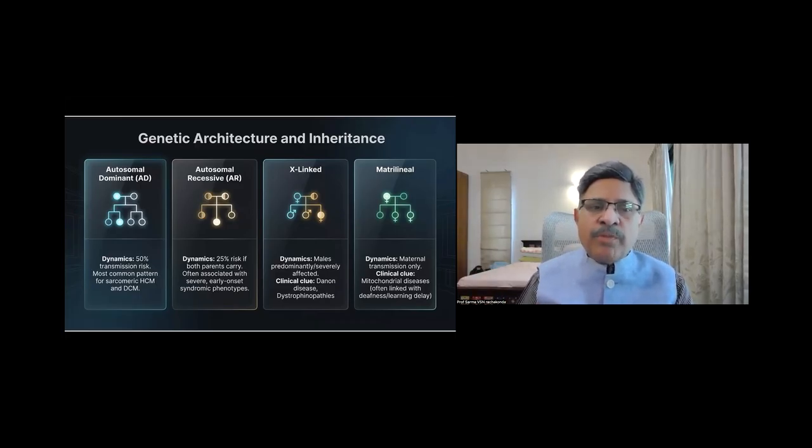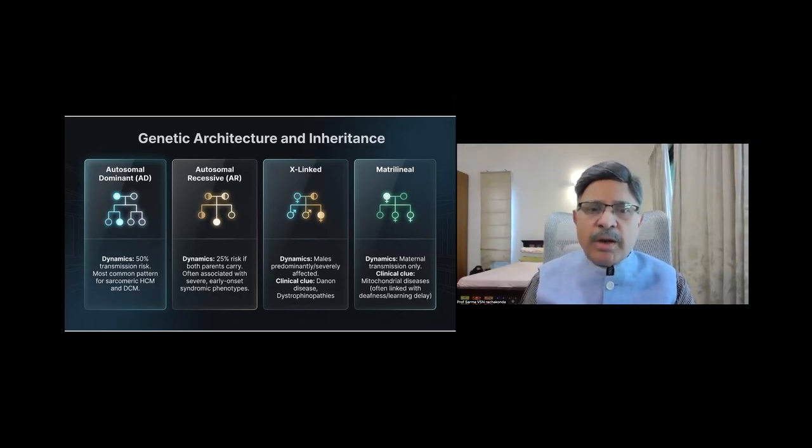Autosomal dominant, dynamics, 50% transmission risk, most common pattern for sarcomeric HCM and DCM. HCM is hypertrophic cardiomyopathy, DCM is dilated cardiomyopathy. It is usually autosomal dominant.